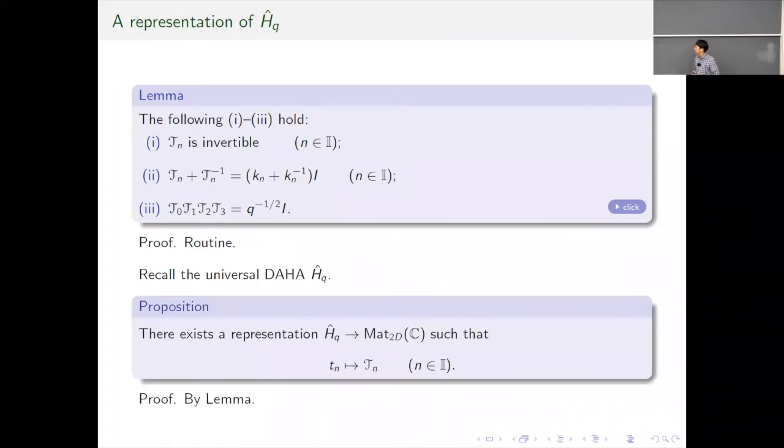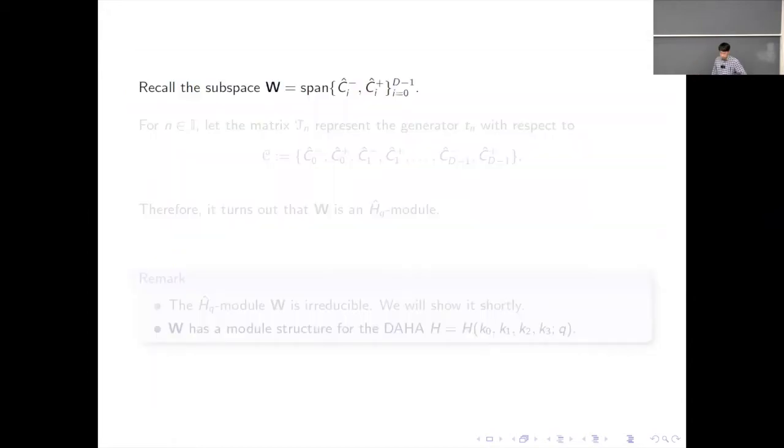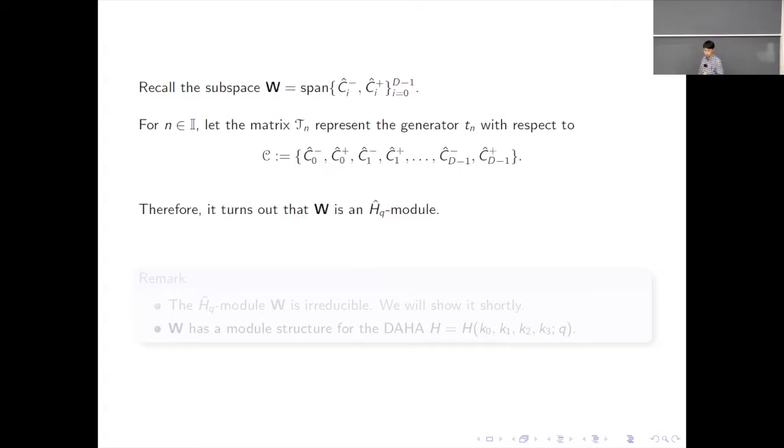So recall the universal DAHA HQ hat. From this lemma, we have a representation from HQ hat to the matrix algebra Mat 2D of C that sends each generator to this matrix. Now we recall the subspace W spanned by the characteristic vectors of the cells in the staircase partition. Let the matrix Tau n represent the generator Tn with respect to the ordered basis. By the previous proposition, our bold T module is now an HQ hat module.